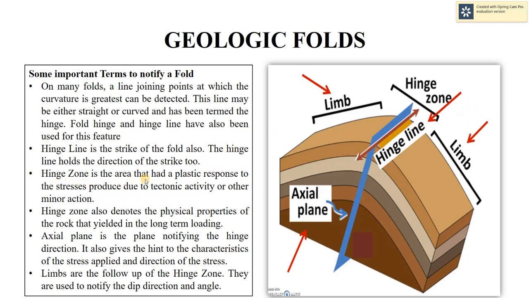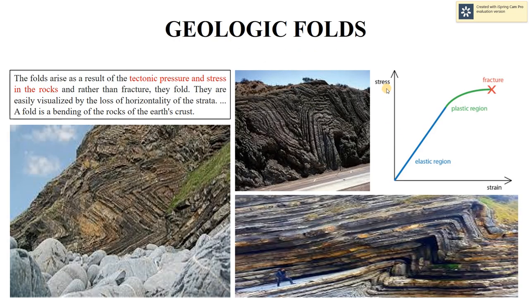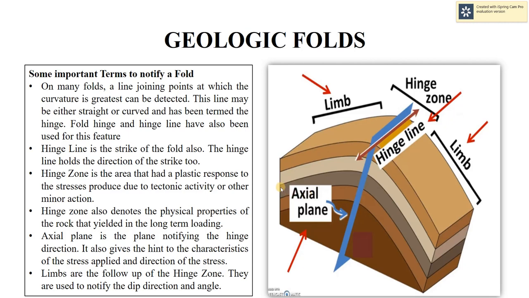Now the hinge zone is the area that had a plastic response to the stresses produced due to the tectonic activity or minor actions. This hinge zone is the place where the plastic response to the long-term loading happened. Going back, there was a load that was produced, and there was a strain. Stress and strain, we call it. Let's call it in an easier way, the load and the deflection. So the load was given, and this deflected in this way and retained its position over here.